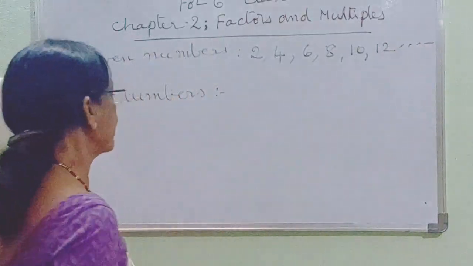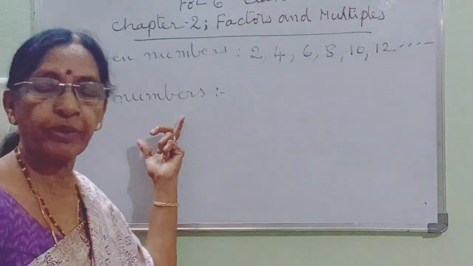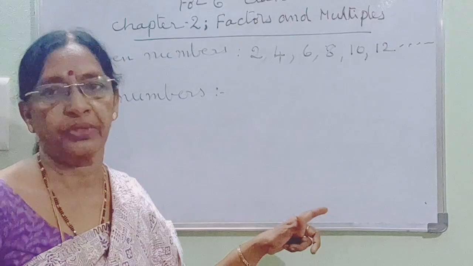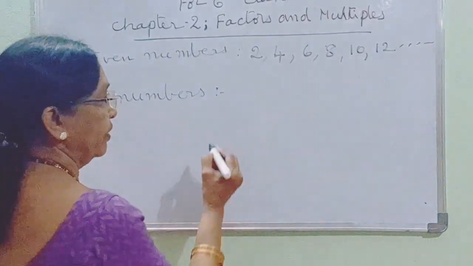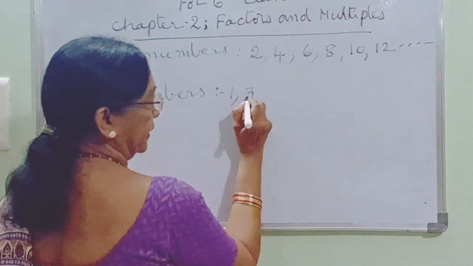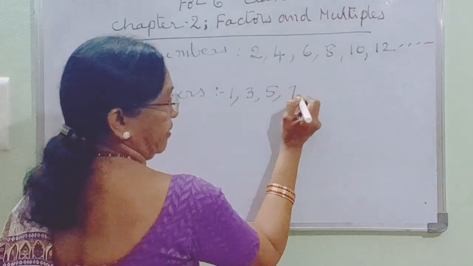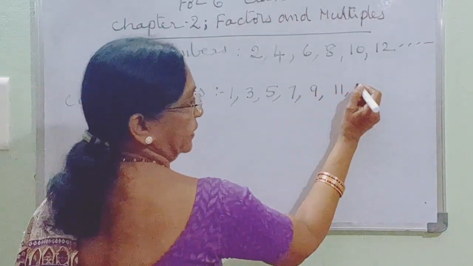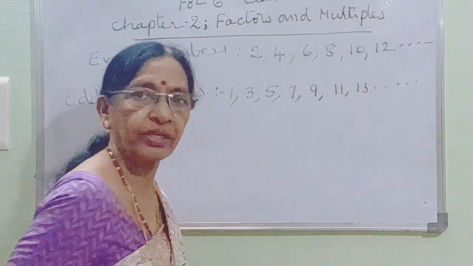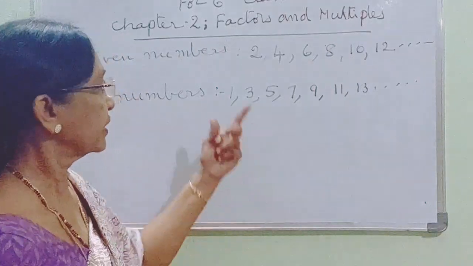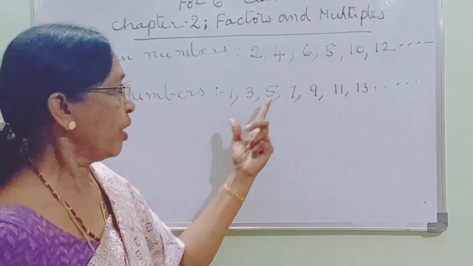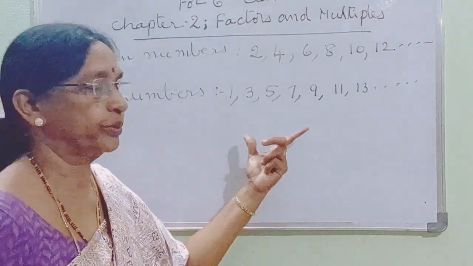Even numbers are infinite. Now, odd numbers. A number which is not divisible by 2 is called an odd number. For example, 1, 3, 5, 7, 9, 11, 13, etc. are called the odd numbers. Even numbers are divisible by 2, odd numbers are not divisible by 2.